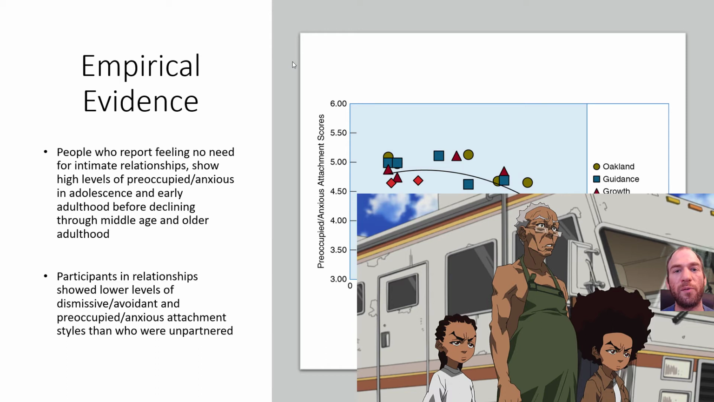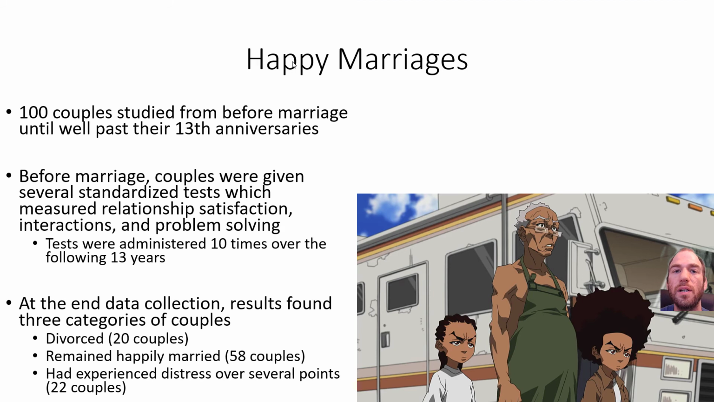So the first bullet point is repeated more in attachment terms. People who feel they don't need intimate relationships have higher levels of anxious attachment styles in adolescence, but then that declines throughout middle age and older adulthood. And as stated, participants who were in intimate relationships showed lower levels of dismissive avoidant and preoccupied anxious attachment than those who are unpartnered. So, straightforward: people who are in relationships are less likely to have attachments that are rooted in saying that relationships aren't important. Kind of a straightforward finding.